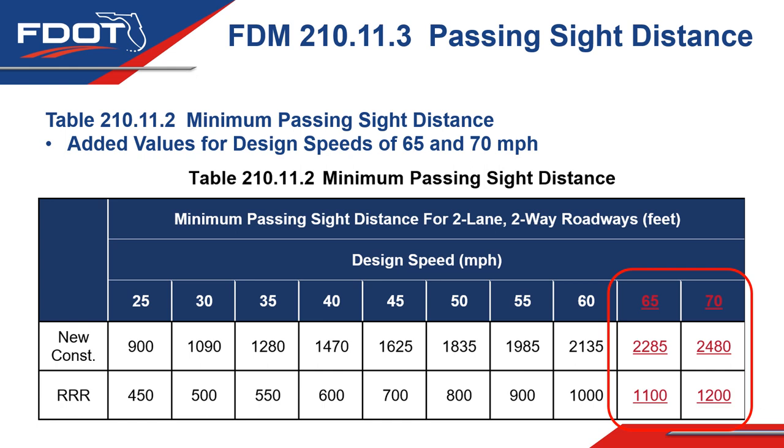As we reviewed the FDM figures, language, and tables for AASHTO Green Book updates, we noticed that there were some values missing. This table was revised to be consistent with the design speed ranges for C1 and C2 context classifications.